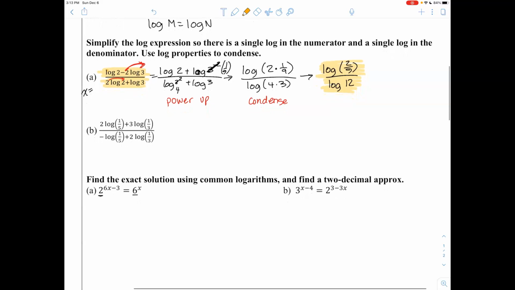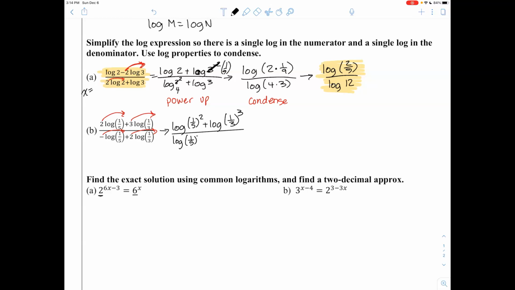All right, let's try this next one. So here we have 2 log 1/5 plus 3 log 1/3 over negative log 1/5, excuse me, plus 2 log 1/3. So first thing you're going to do here, again, you can't condense the logs until the powers are in their powered up position. And so we're going to power up. And so that takes us to the log of 1/5 squared plus the log of 1/3 cubed over the log of 1/5 to the -1, because that is a -1, plus the log of 1/3 squared.